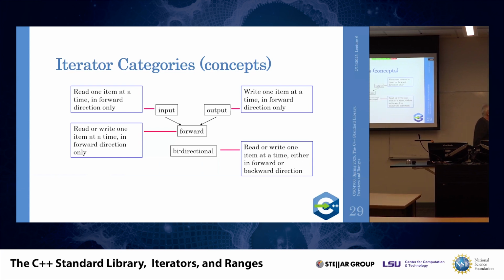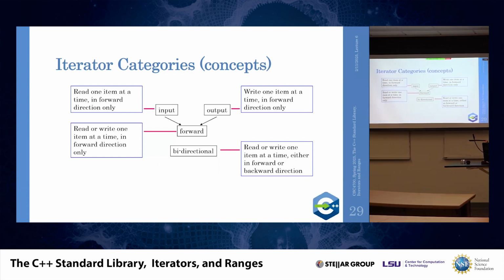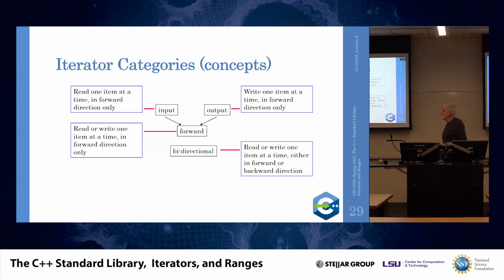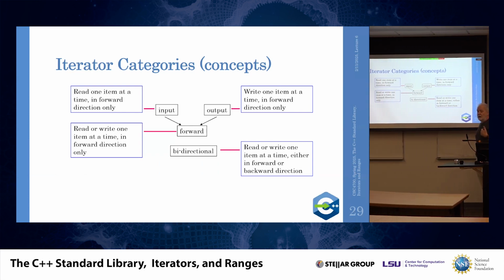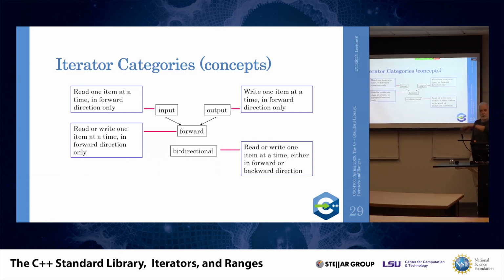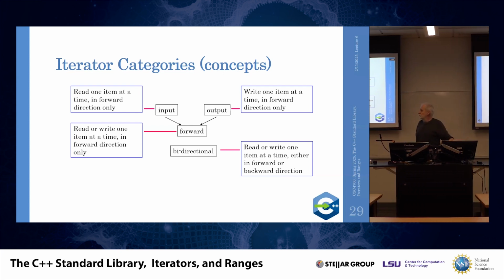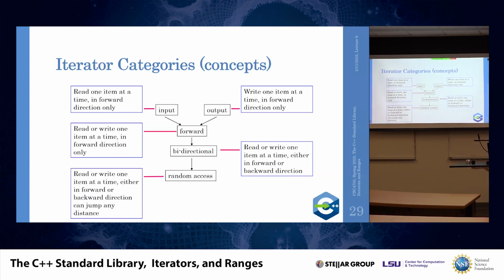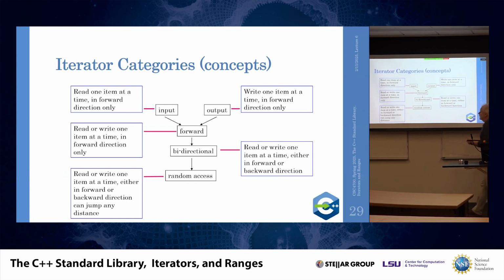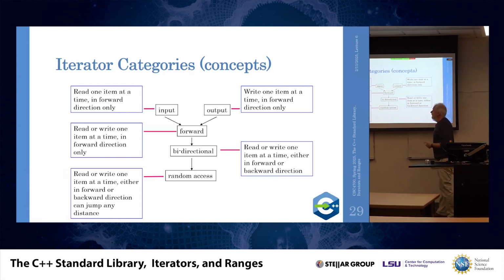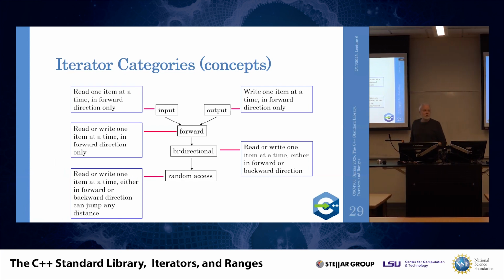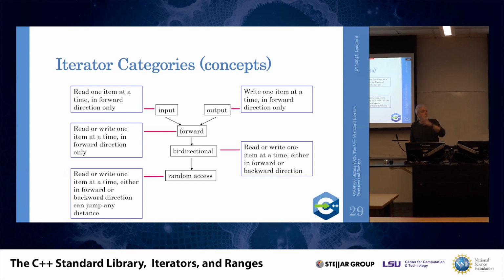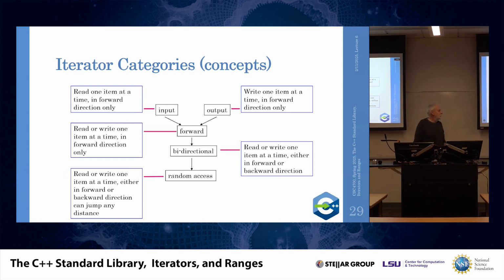There are bidirectional iterators that can go in both directions through your sequences. If you have a bidirectional list, you can not only go to the next element, you could go to the previous one. And last but not least, there are random access iterators that can read one at a time, forward and backwards, but can jump to arbitrary elements inside the container as well.